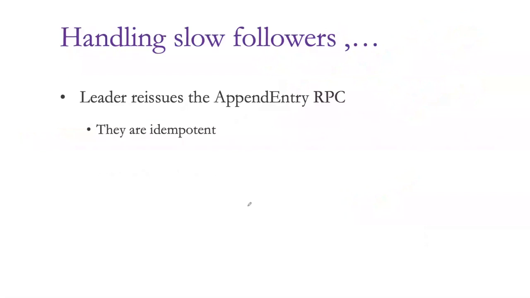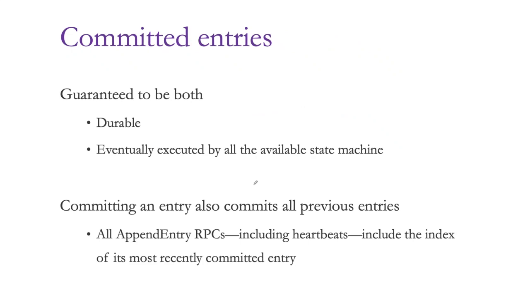Okay. So let us see how to handle a slow follower. As we saw in the previous case, server 4 is a slow follower compared to servers 2, 3, and 5. In that case, how is it going to be maintained? Replication. The leader reissues the AppendEntries RPC to the slow followers, so they are idempotent. How? We'll see that. Whatever committed entries are there, they are up to date with the term and index.